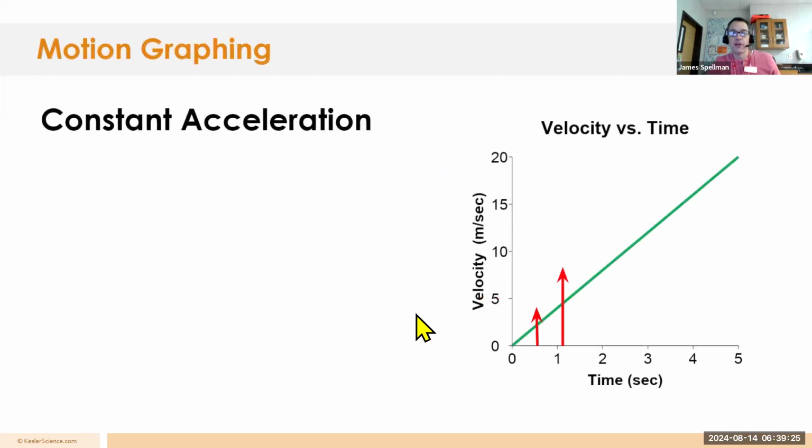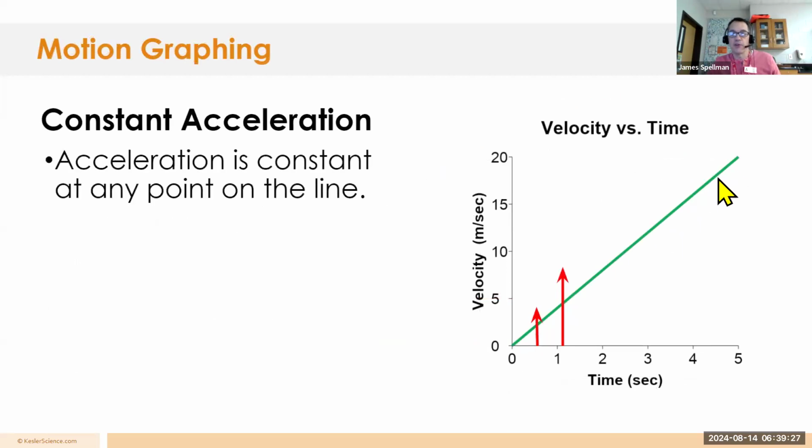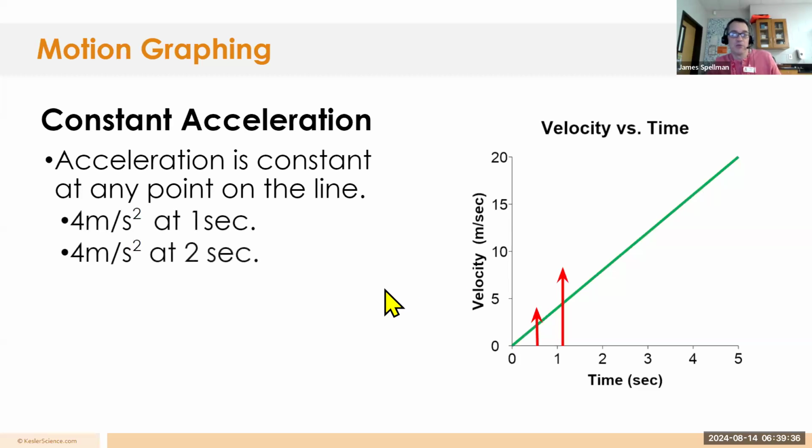If we have the green line and it's going up, again, think about what is going up. The velocity is going up. What does it mean if the velocity goes up? That means you're speeding up. So we're accelerating. So the slope on this line, a change in velocity over a change in time, ends up telling us the acceleration.